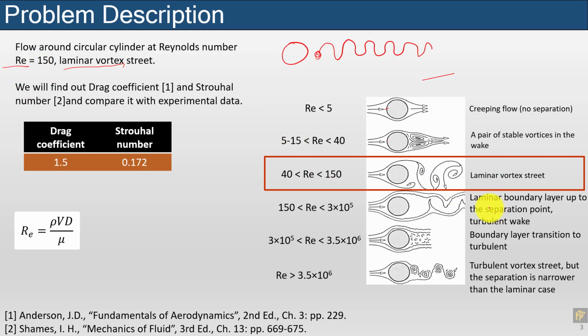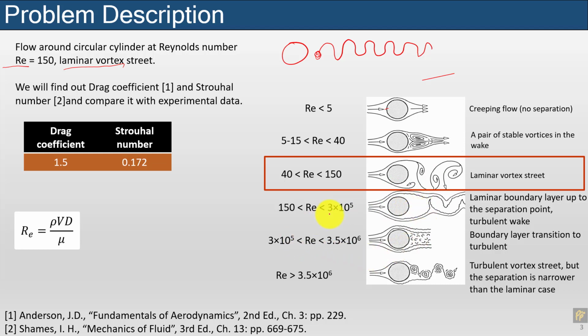In this case, we will see that the flow separates alternately from the upper and the lower side, and that's the reason it makes the vortex. You will see that there is a laminar vortex, and it is changing direction from top to bottom alternately. And then we have the Reynolds number from 150 to 3 times 10 to the power 5. Here we have laminar flow up to the separation point, and after that we have a turbulent wake.